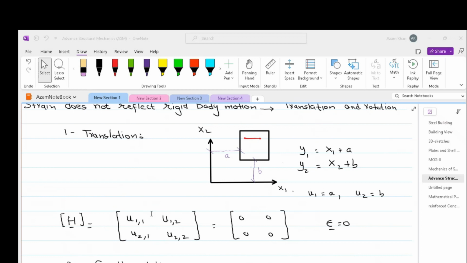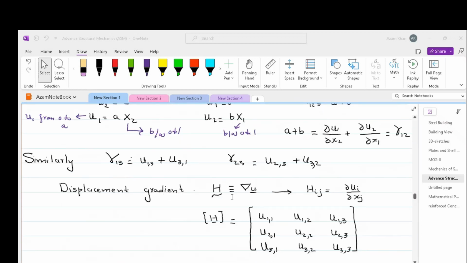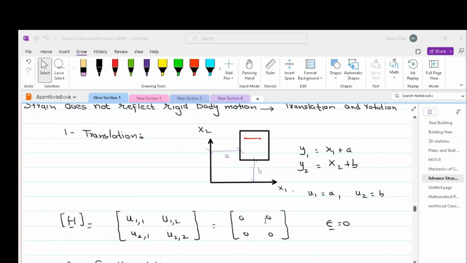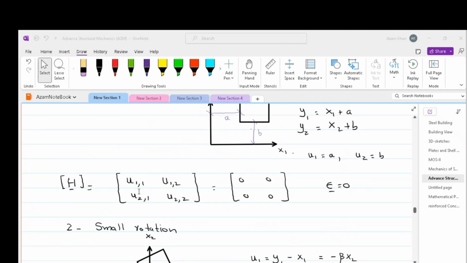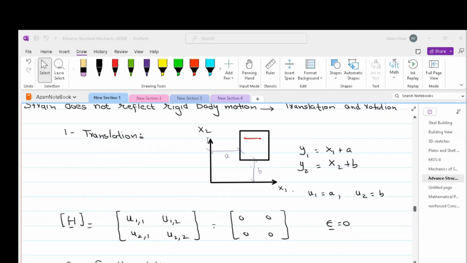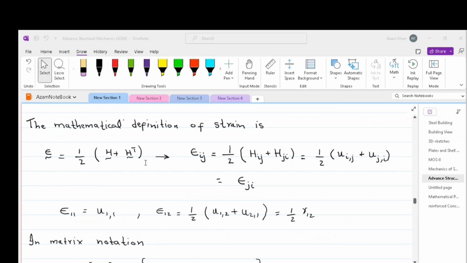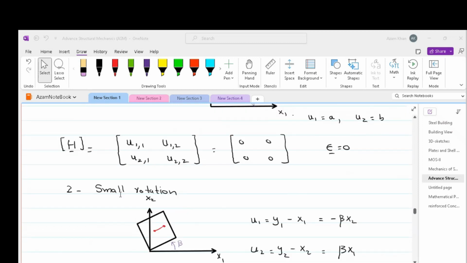Plugging the values in the displacement gradient tensor, we get all the components as 0. Please note that we have considered only the first 4 components of the displacement gradient because we are dealing with a 2D space. So getting H equal to 0 means that strain is also equal to 0 based on this definition of strain. Now let us check what will happen if we have a very small rotation.